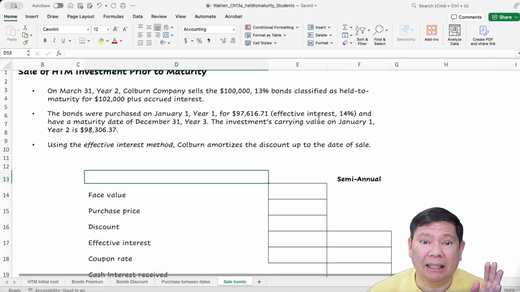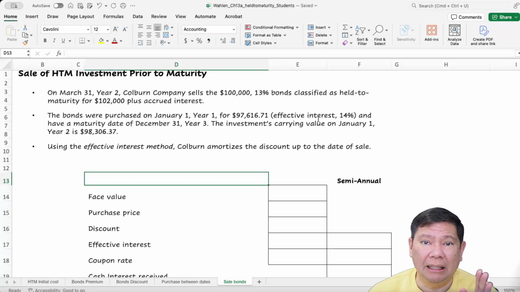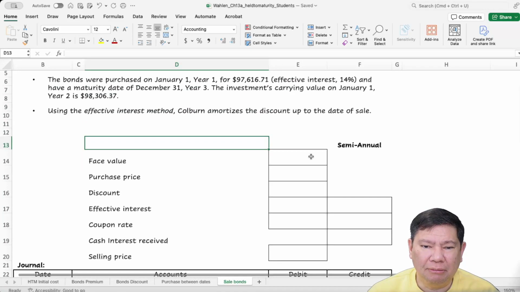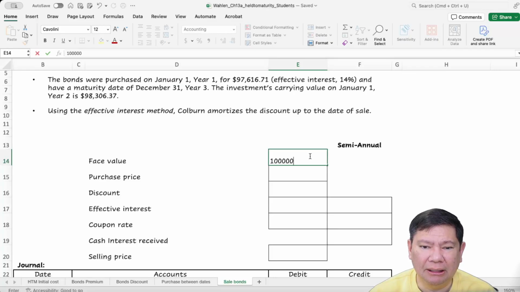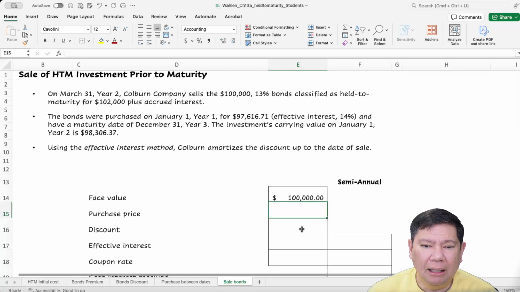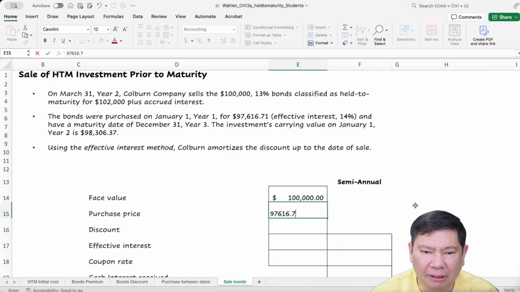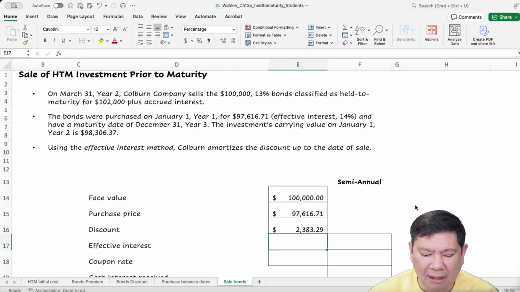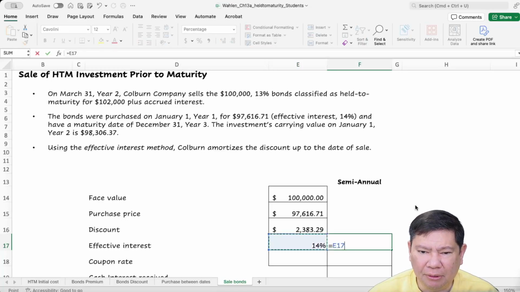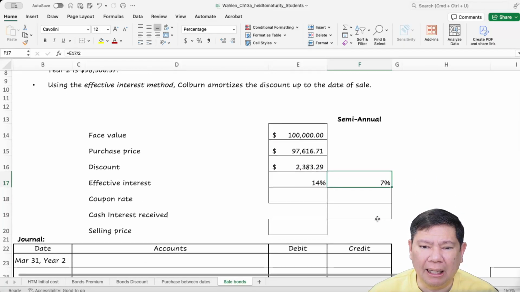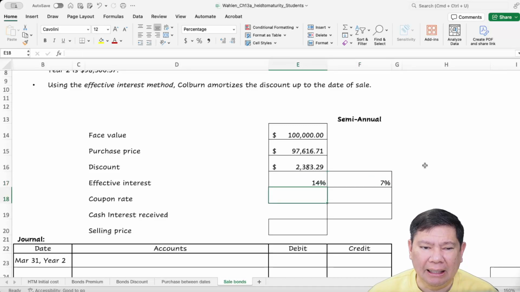So we need to first calculate the carrying value of the bonds or our investment on the date of sale, which is March 31st, year 2. Okay, so the face value is 100,000. The purchase price is 97,616.71. The difference is the discount. Effective interest rate is 14%. For semi-annual, we divide by 2. So this is what we are going to use to calculate the interest income.